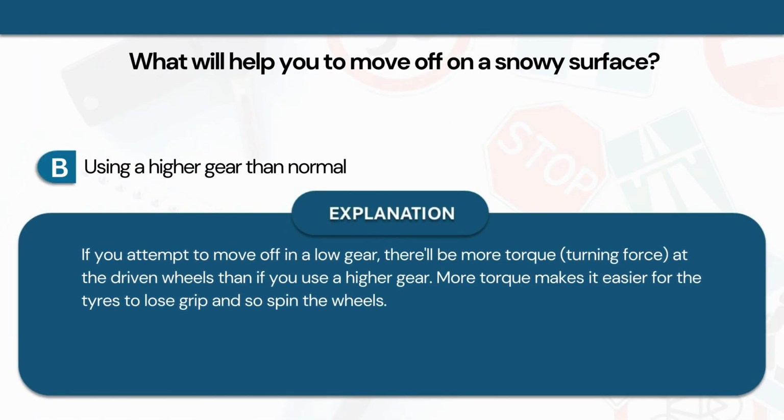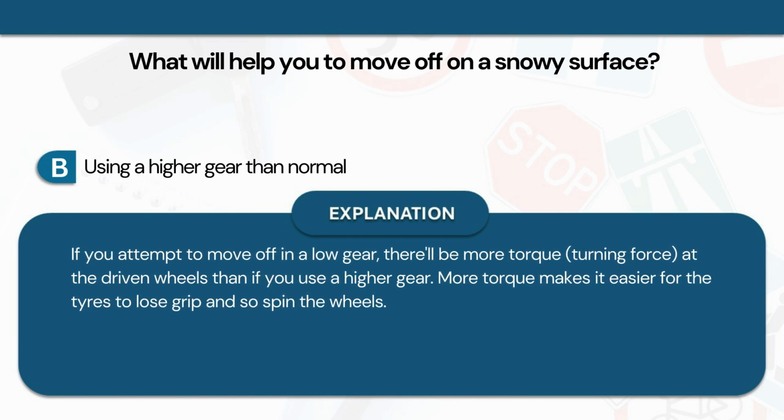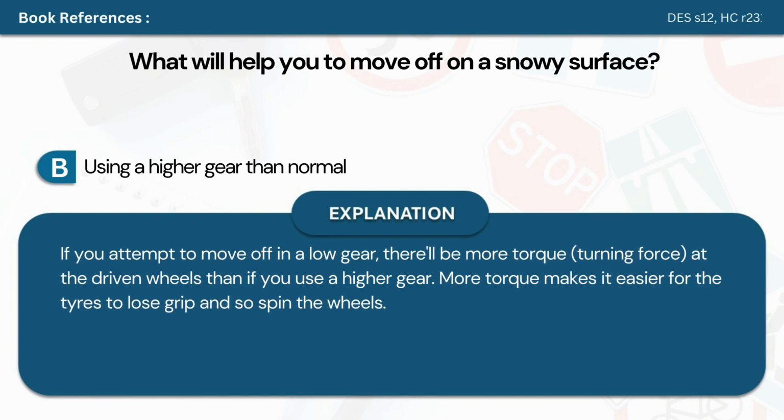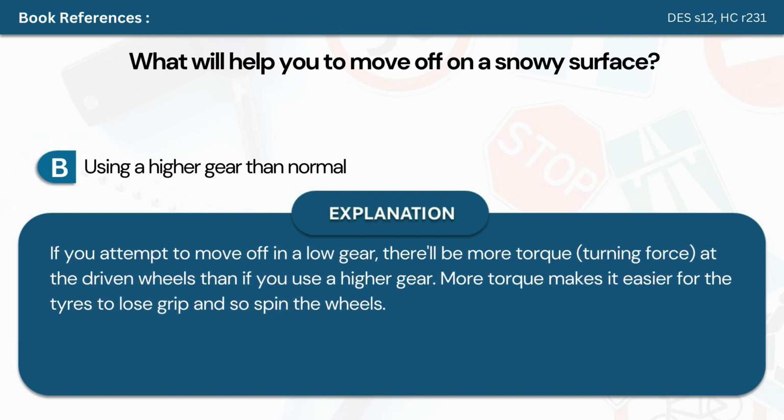If you attempt to move off in a low gear, there'll be more torque, turning force, at the driven wheels than if you use a higher gear. More torque makes it easier for the tires to lose grip, and so spin the wheels.